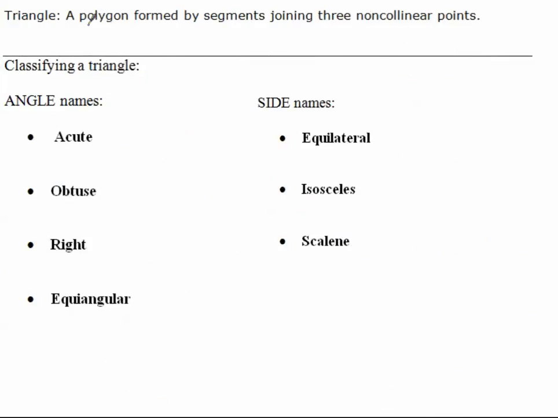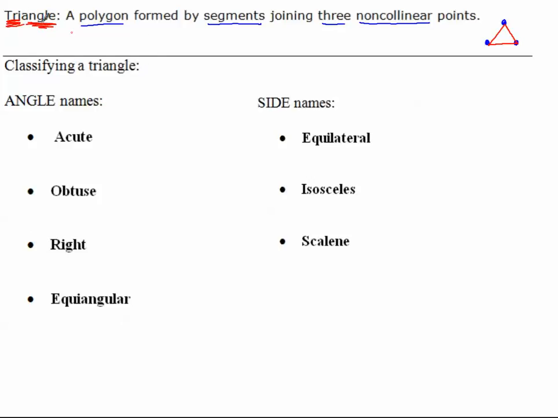A triangle is a polygon formed by segments joining three non-collinear points. Remember, non-collinear means not in one line. So if I make 3 points that are not in one line, and then I join them with segments, I'm forming a triangle.